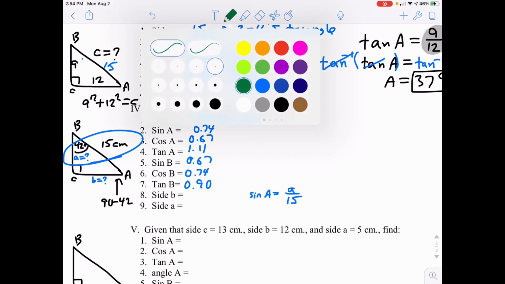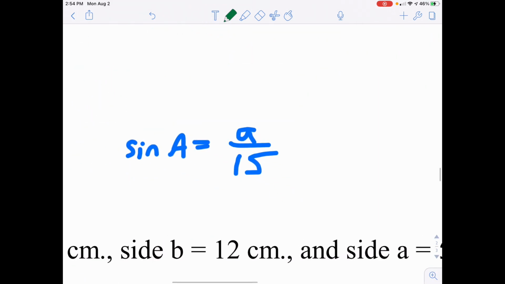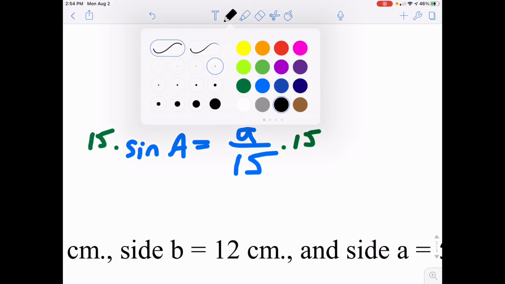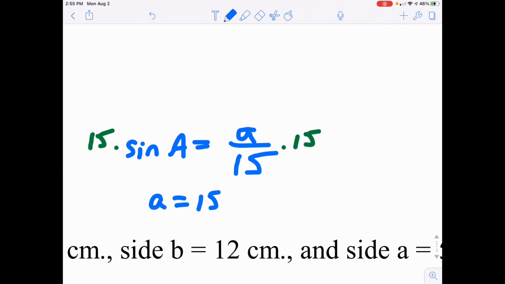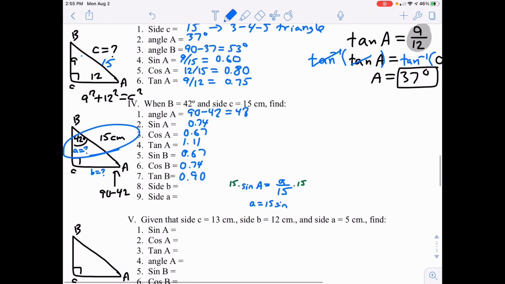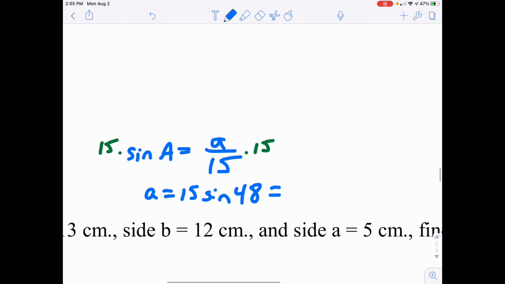Now, in order to solve for little a, you need to get rid of the 15. Since the 15 is in the denominator, I'm going to multiply both sides by 15. And this becomes little a equals 15 times the sine of angle A. Now remember, angle A was 48 degrees. So we're going to go 15 times the sine of 48 degrees. And if we do that, we get 11.1. We'll just round it to 11. I'm going to round it down.